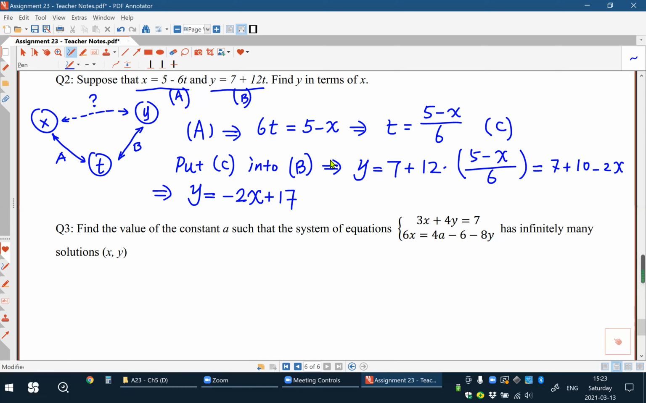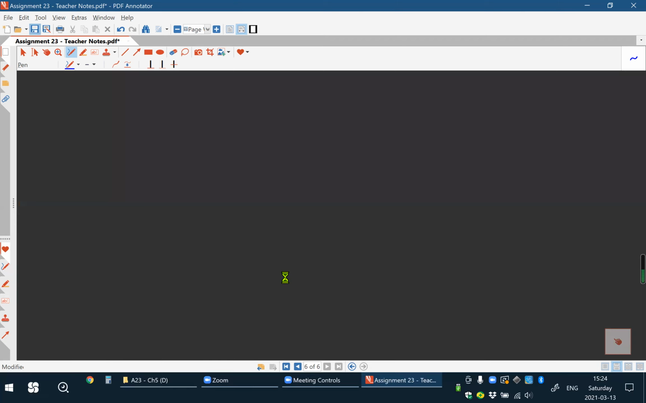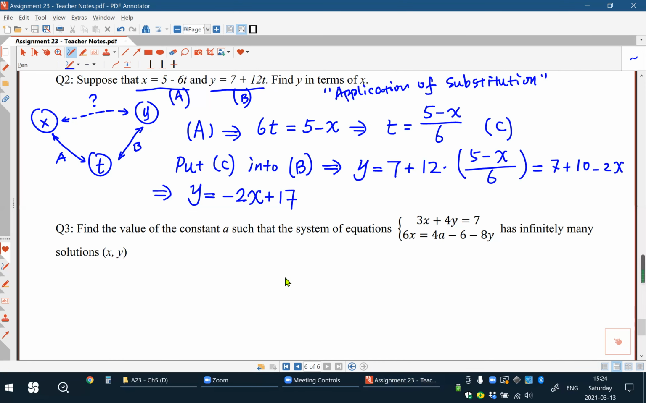Do you understand? So this is another application of what? Substitution, right? This is actually an application of substitution. Okay, have a look at this. Do you have any questions? No? Okay, let's see the next one.